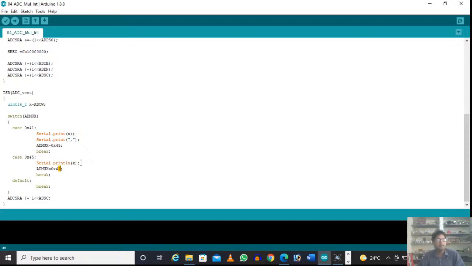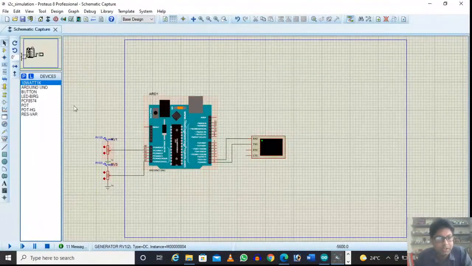So what is the advantage of this? I am not putting any hold. The microcontroller keeps on doing its work, and once the conversion occurs and the interrupt fires, it takes the value and uses it in the calculation. It is not holding anywhere. So this is the advantage of the interrupt. So let us see the simulation. Already I have loaded this.